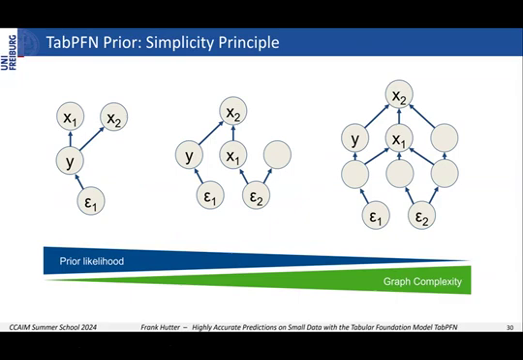And in the prior, we also have a simplicity principle. So I mentioned that there can be variables in this structural causal model that do not actually cover x1 or y or any of the x's or the y's. So there can be these latents, and that allows us to model very complex functions and very complex relationships, but those should be less likely than simple relationships that do not have any latents in there. And so the likelihood of having these simpler graphs is higher than the likelihood of having these complex graphs.